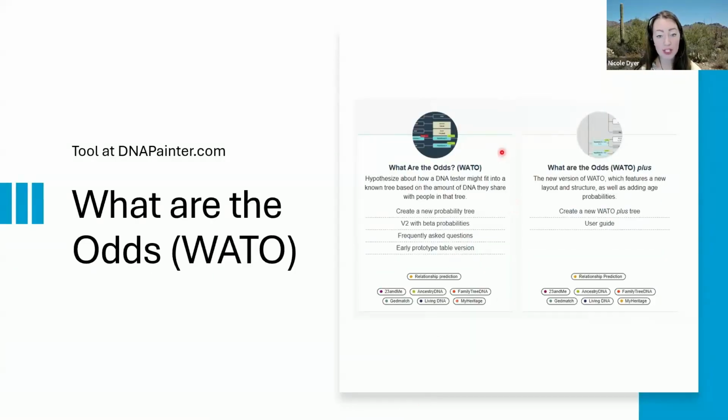Now at DNA Painter, there are two tools that you can use, the original WATO tool and then the WATO Plus tool. The new WATO Plus tool includes a bunch of new features for layout and structure and adding in age probabilities. One thing that's good to note is that even if you're in the old tool versus the new tool, you can use both sets of probabilities. Both of them have the option to switch back and forth between the 2016 probabilities and the 2020 probabilities.